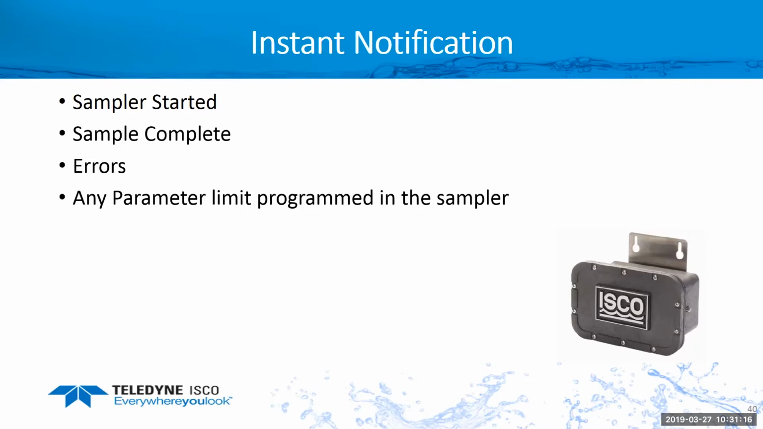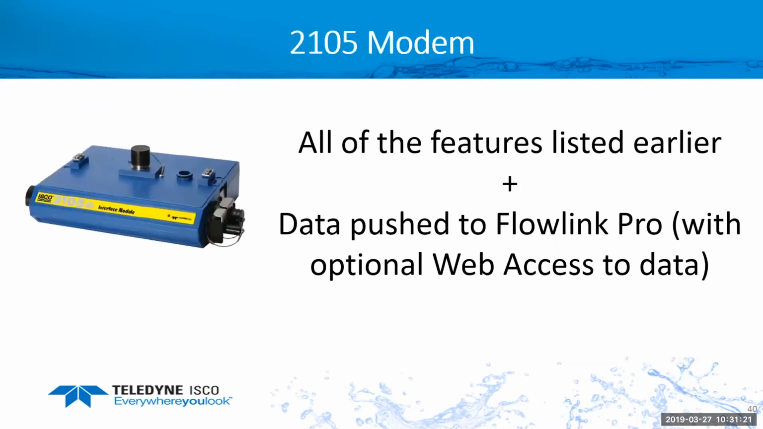All right, so that is the 6712 modem here. The 2105 modem does everything that the sampler modem does, but it allows you to push the data to Flowlink Pro. So the 6712 sampler modem that we were just talking about does all the SMSs out, it can send an email out directly from itself, it can be called up with Flowlink, and it can be initiated with a terminal emulator. The 2105 can do all those things as well, but it also has the ability to push any data collected from the sampler to Flowlink Pro. And then if you have the optional Flowlink Global, you can get to that on the website as well.